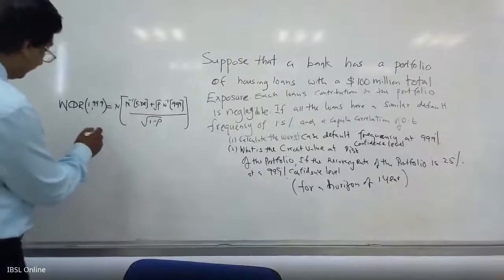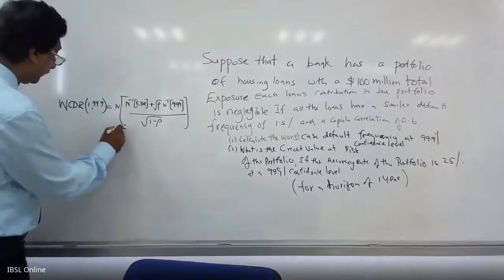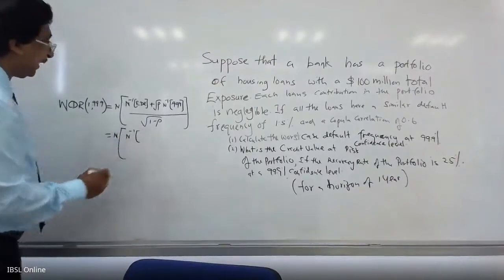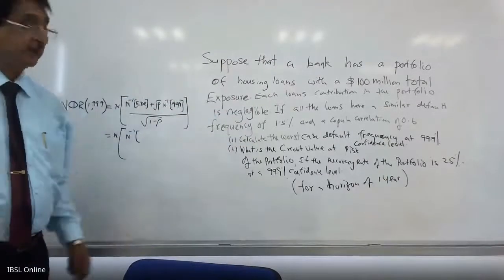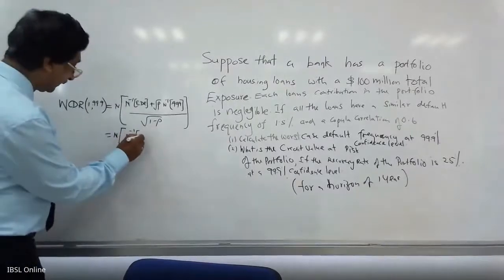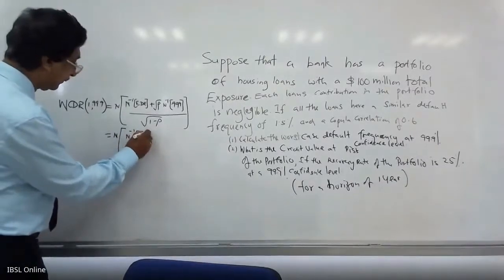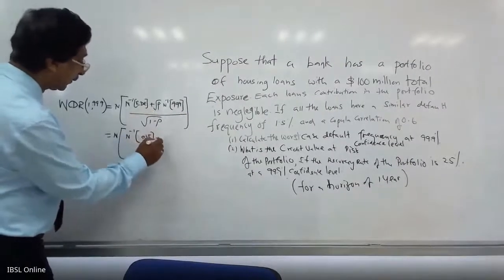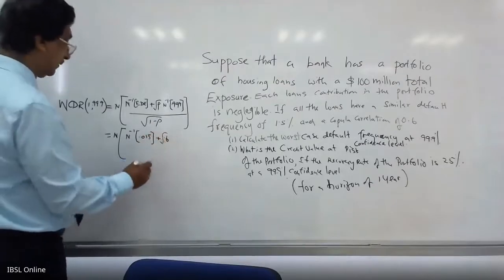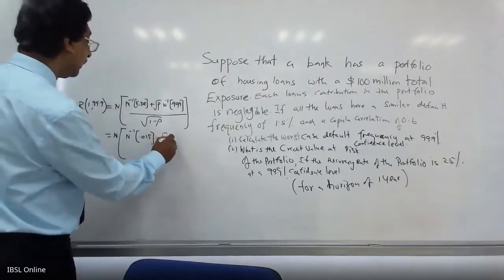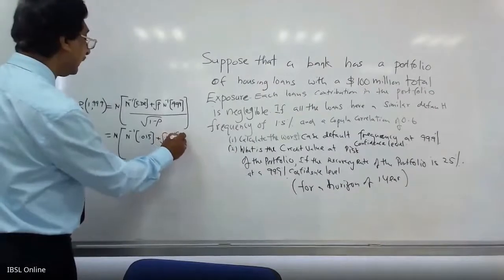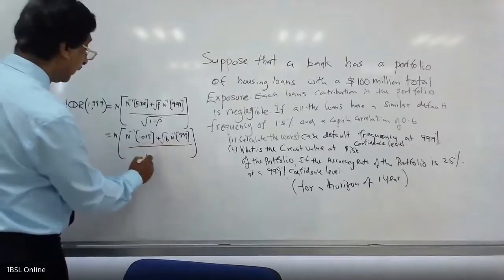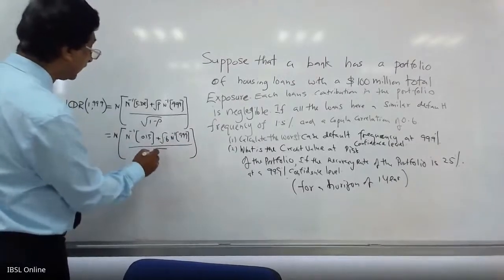Now you see, N inverse normal curve, EDR is 1.5%. So therefore you can put it as 0.015, plus what is square root of rho? That is square root of 0.6, into N inverse of 0.999, divided by square root of 1 minus 0.6, which is 0.4.